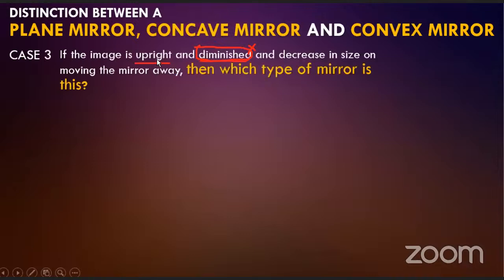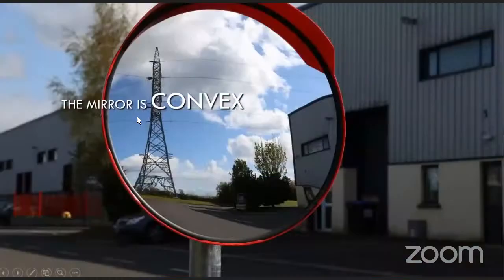Now, one more case. If the image is upright and diminished, and decreases in size on moving the mirror away. So here not increasing, it is decreasing. Convex, sir. Yes, it is a convex mirror. Is it right? So there are three types of mirrors. So it is a convex mirror.